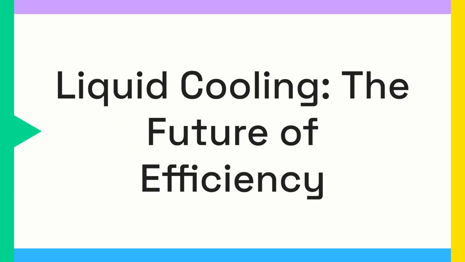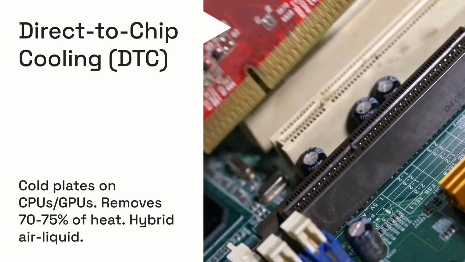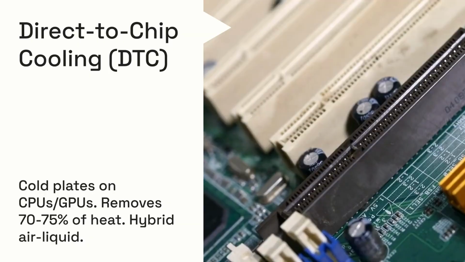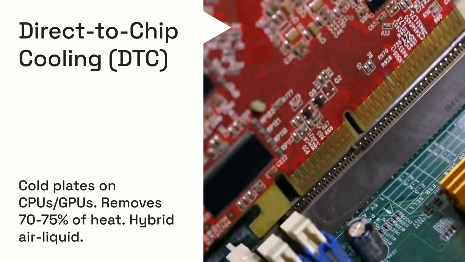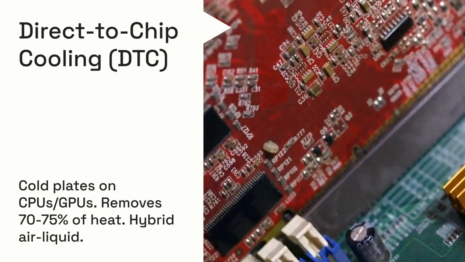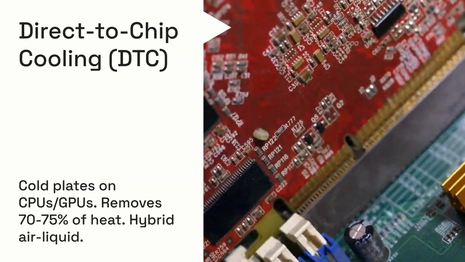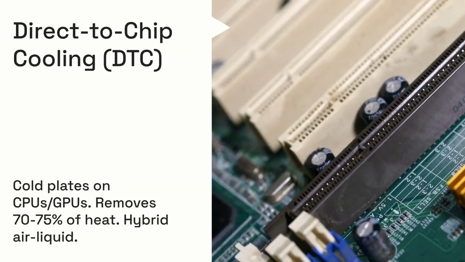As rack densities soar, the industry is increasingly turning to liquid cooling. Liquids are vastly superior at heat transfer, enabling unprecedented density and efficiency. Direct-to-chip cooling uses cold plates directly on hot components like CPUs and GPUs. A liquid coolant flows through these plates, absorbing heat at the source. It's highly effective for concentrated heat, but often requires supplementary air cooling for other components.